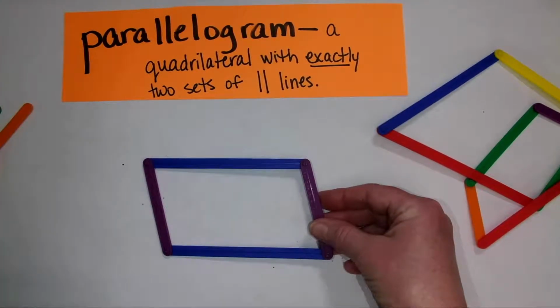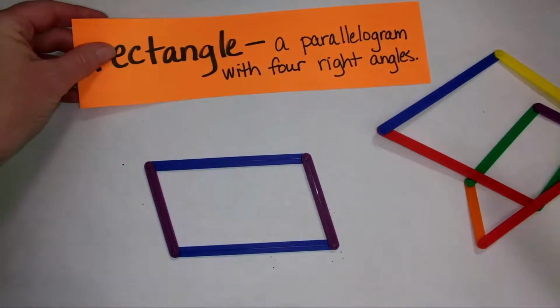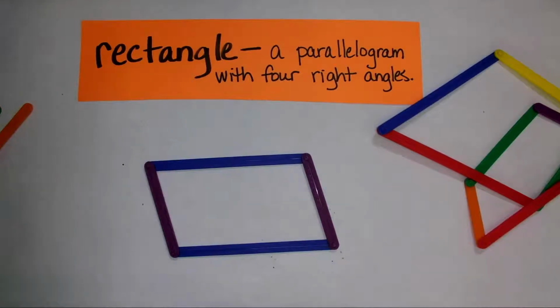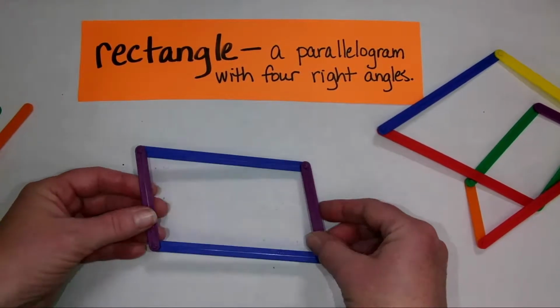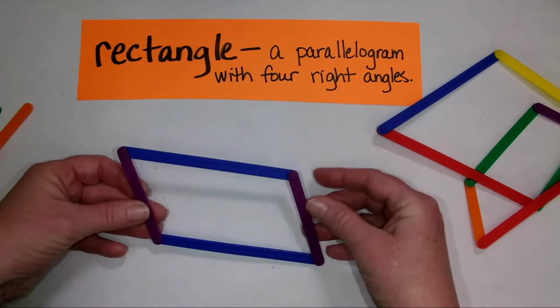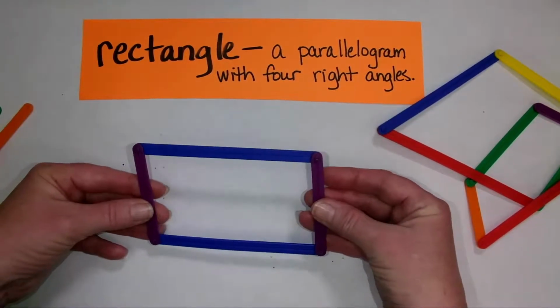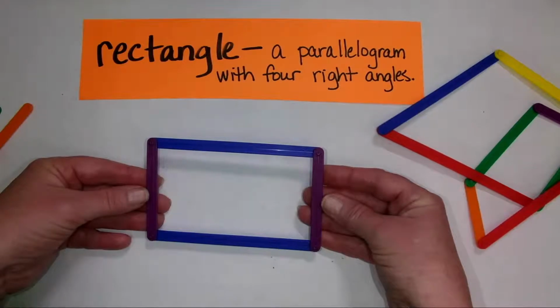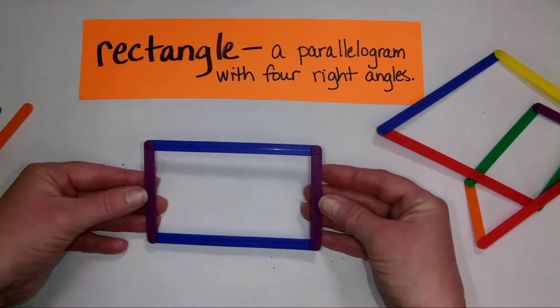Then I would ask, okay, you made a parallelogram. Can you make that parallelogram into a rectangle? Well, how would you do that? It is a parallelogram. We already have a parallelogram. It has 4 right angles. They can make it have 4 right angles.